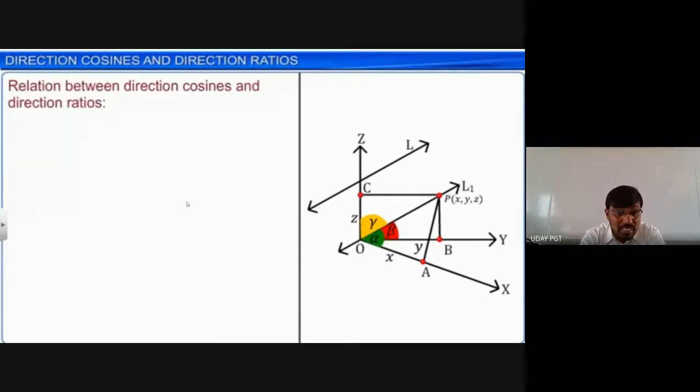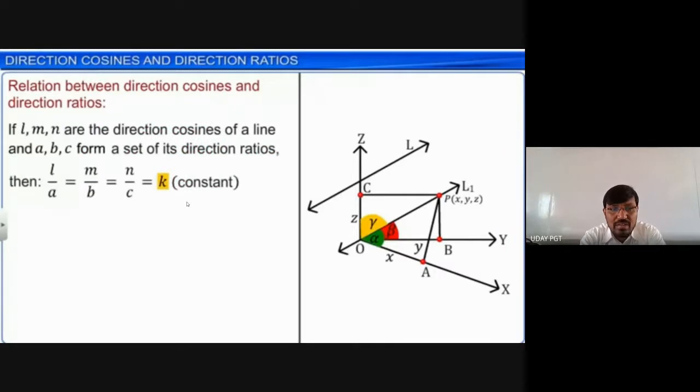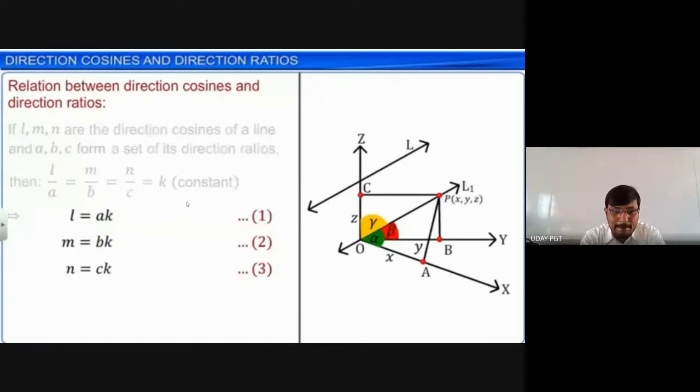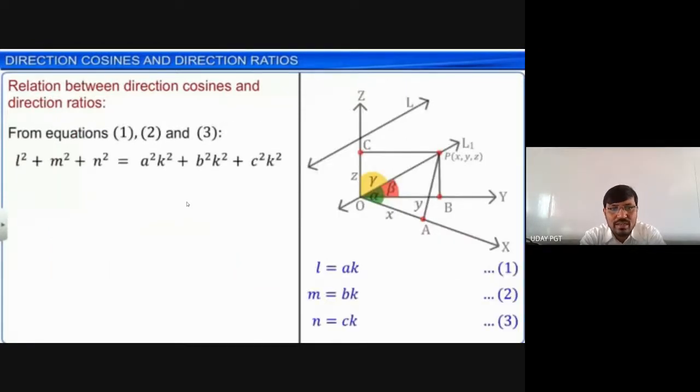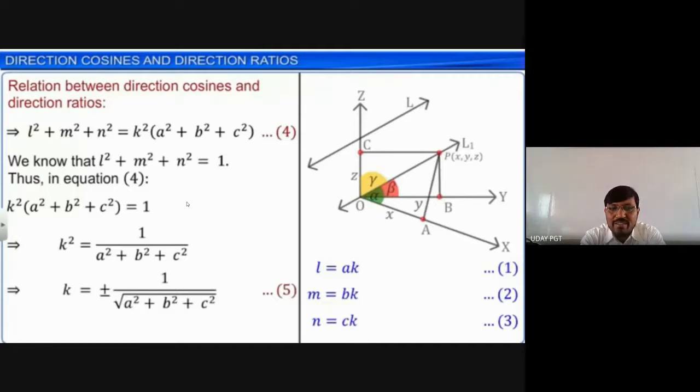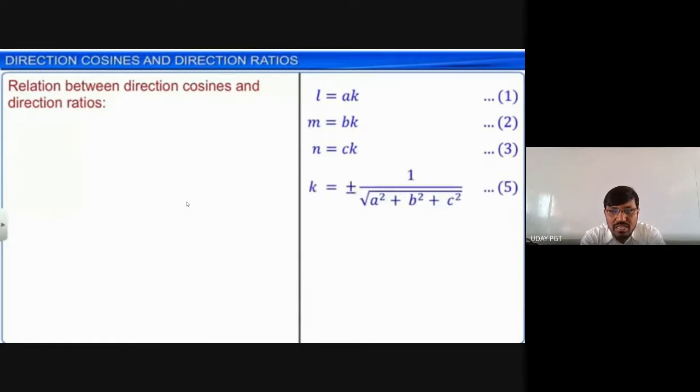The relationship between the direction cosines and direction ratios is that the ratio of the direction cosines of a line to the direction ratios of the line is always a constant, because they are proportional. So we get l square plus m square plus n square is equal to k square into a square plus b square plus c square. But we know that the sum of the squares of the direction cosines is 1. Substituting 1, the constant k can be found as plus or minus 1 by under root of a square plus b square plus c square.